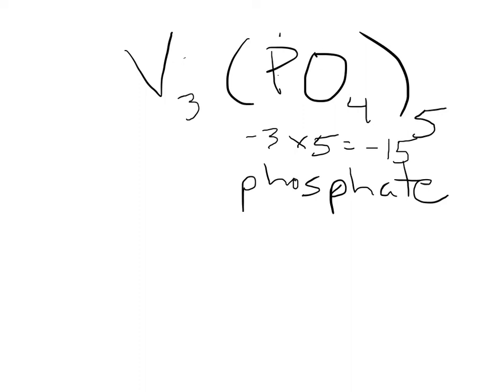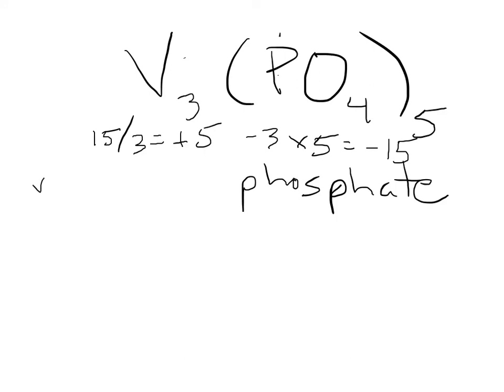So now we have to go to the other side, and we need to make sure that all of the charges add up to 0. And the way we're going to do that is we're going to make sure that this side adds up to 15. Now, we know that all 3 of those vanadium ions have to add up to 15. So if 3 of them equal 15, we divide by 3 to figure out what the charge on one of them will be. And of course, it's going to be +5.